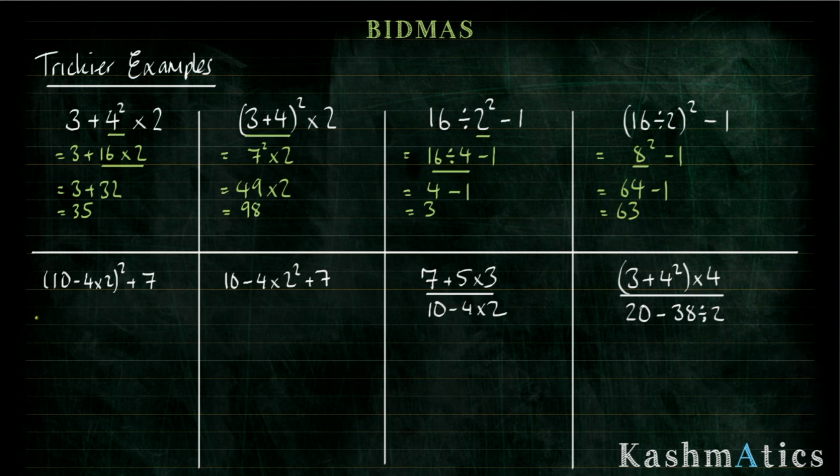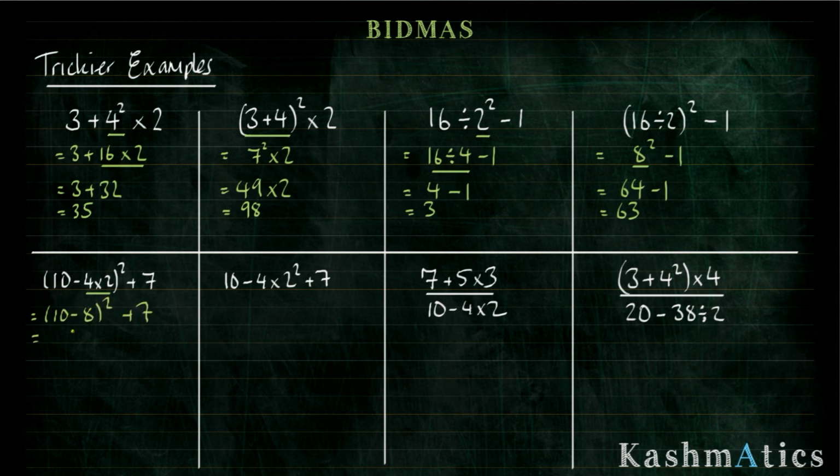Well, these 4 examples at the bottom are slightly trickier, okay, because you've got brackets and you've got BIDMAS going on inside the brackets as well. So we need to do whatever's in the brackets first, but inside the brackets there's BIDMAS going on, independently of the brackets. So 10 take away 4 times 2. So inside the brackets, the 4 times 2 gets done first. So I'm going to keep the brackets because I haven't dealt with them yet. It's going to be 10 take away 8 squared, add 7.